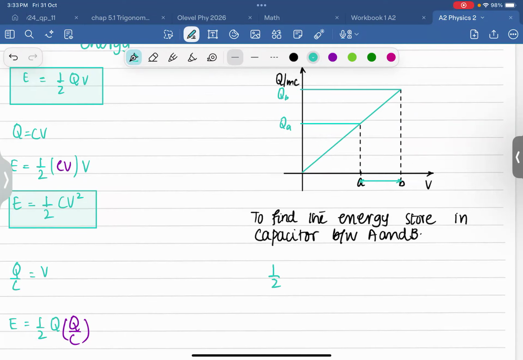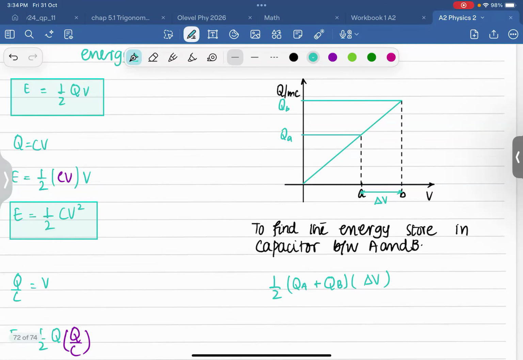So from voltage A to voltage B, we can do the sum of the parallel sides, that is QA plus QB, into VB minus VA, right? This is a trapezium rule. Or let's say this is change in V, so I'll be putting the change in V here to make the formula easier. So this is the concept of the capacitance, or the concept of the change in energy stored in the capacitor in this region, right?